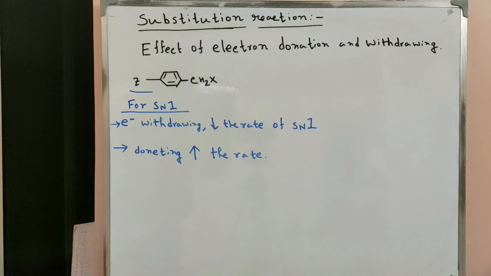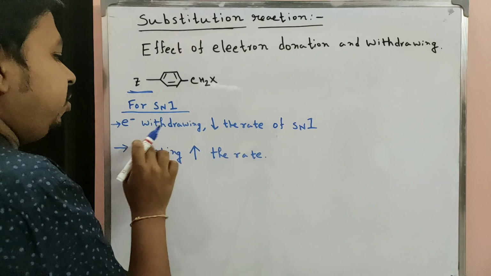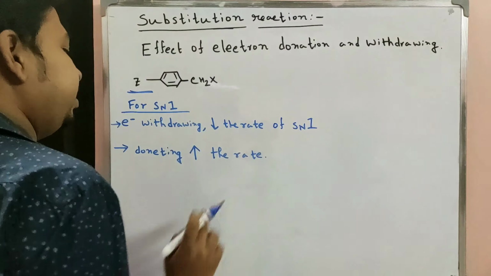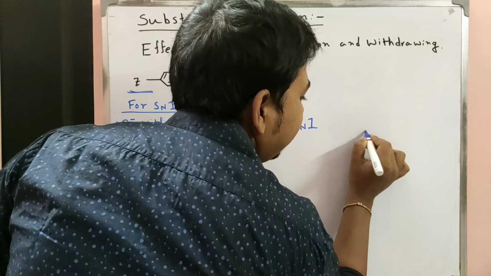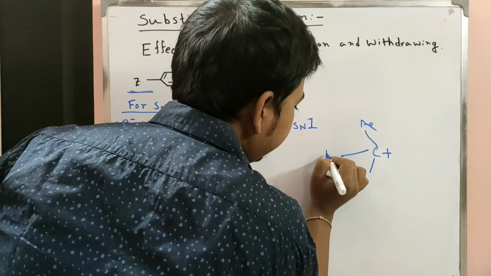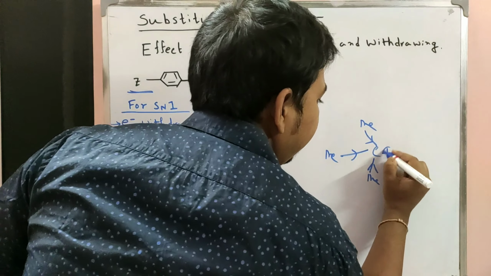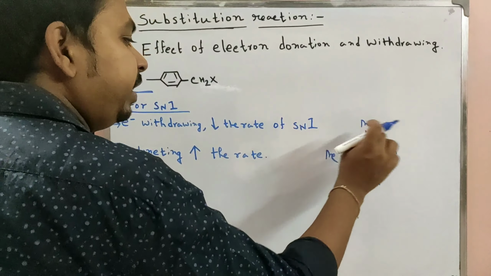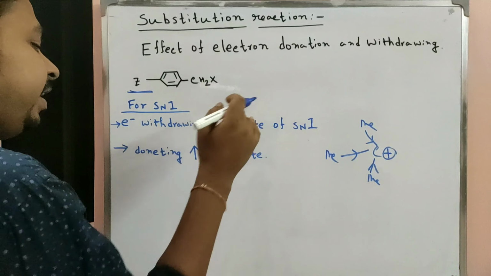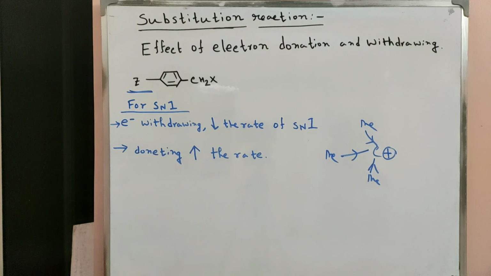Here one of the important points is the effect of electron donation and withdrawal. So here, when Z is an electron withdrawing group, the SN1 reaction rate decreases, and otherwise when Z is an electron donating group, the reaction rate increases, because we know the carbocation stability increases due to the presence of electron donation. The carbocation is unstable, so the carbocation gains stability through this electron donating group. So in the presence of an electron withdrawing group the reaction rate decreases, and in the presence of an electron donating group the reaction rate increases.